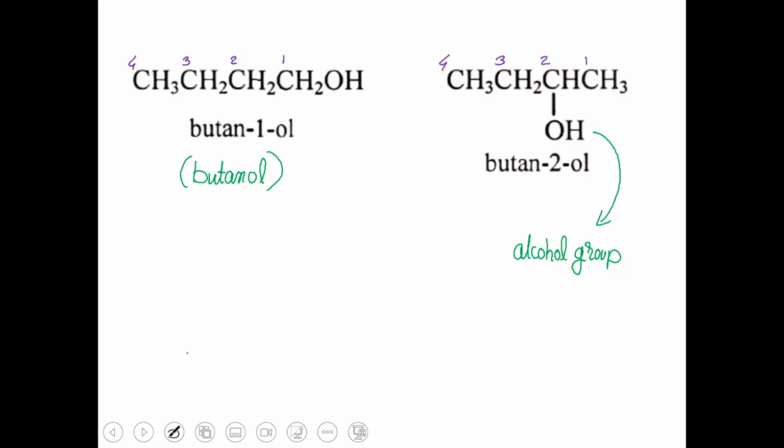Did you get it, Shahid? The idea of position isomerism? Can you hear me? Shahid, can you hear me? Hello? I can't hear you somehow. Let me check again. Shahid, can you speak again? I think I can hear you. Can you hear me now? No.